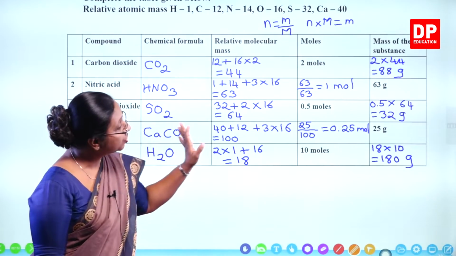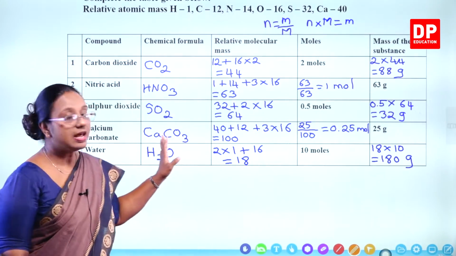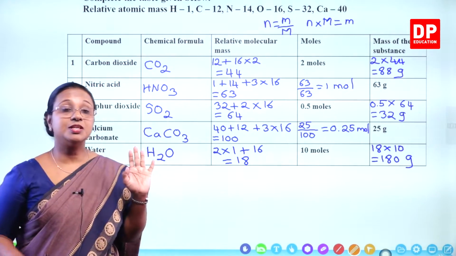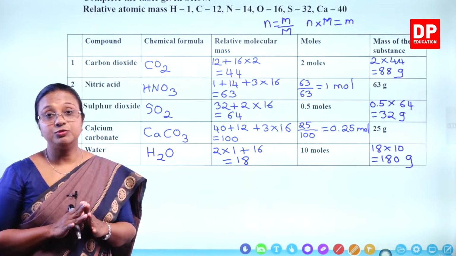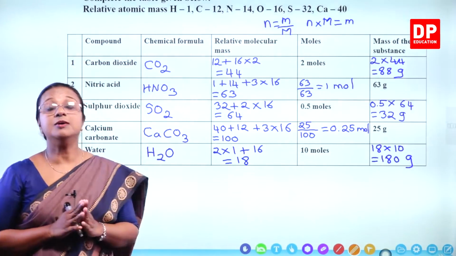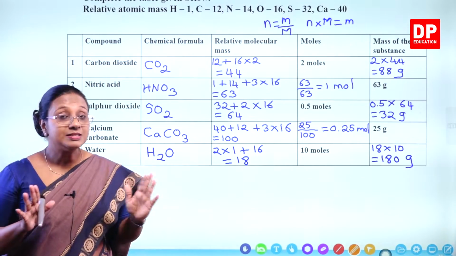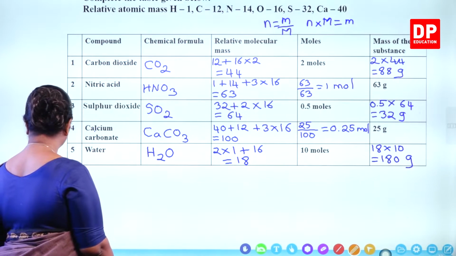So I'm sure you were able to do all these calculations. If you had any doubts with all these calculations, now it will be clear to you as to what you have to do. The same equation, mole equals mass over molar mass. Is that okay, students? Yes. So then the next one.